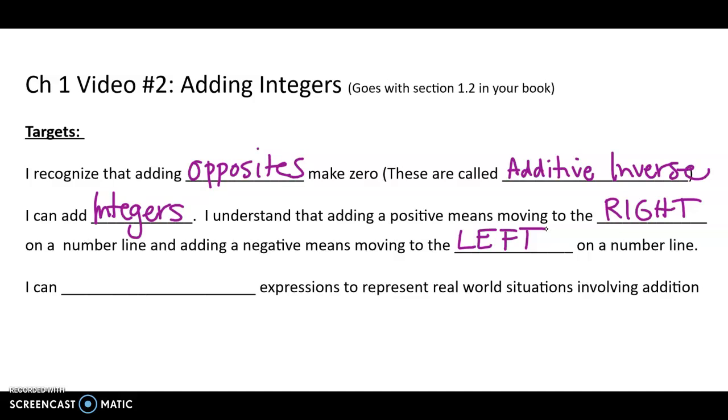And then we'll get some story problems, probably not in the video, but as we practice in class, where we're going to have to write and evaluate expressions that use addition. So, story problems where we're going to have to add.